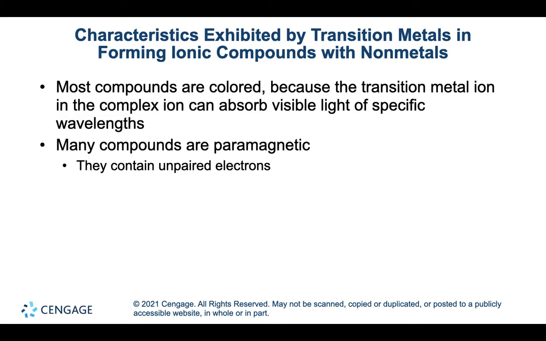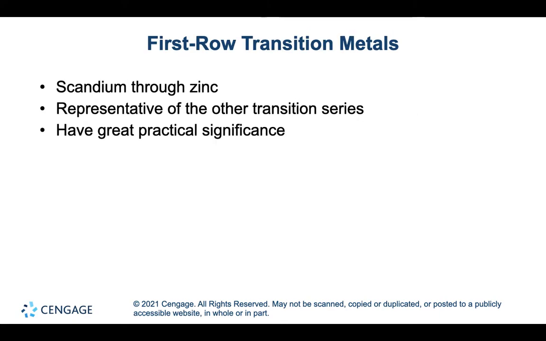A lot of these compounds, even in the compound form, typically we don't see compounds that react to a magnet, but these compounds often do. Some of them do, some of them don't, but many of these compounds are what's called paramagnetic, something that would be attracted to a magnet. And that's because even as transition metal complex ions, they contain unpaired electrons, which allow them to be paramagnetic. So now we're going to look at the first row of transition metals, scandium through zinc.